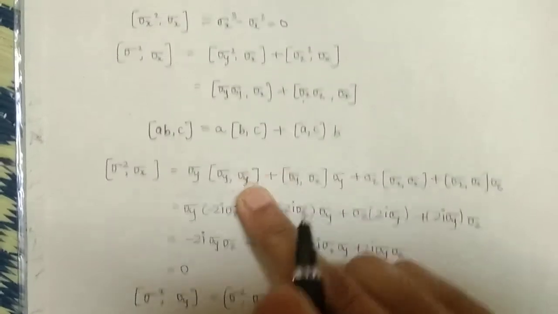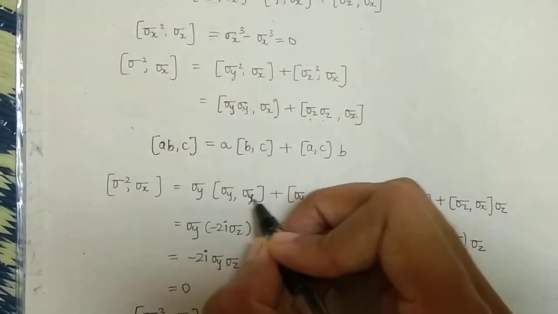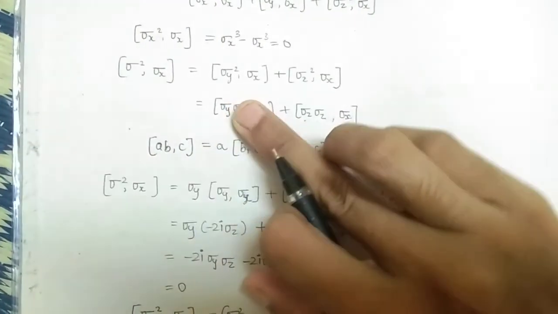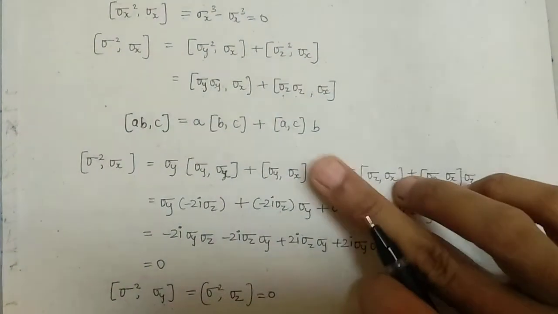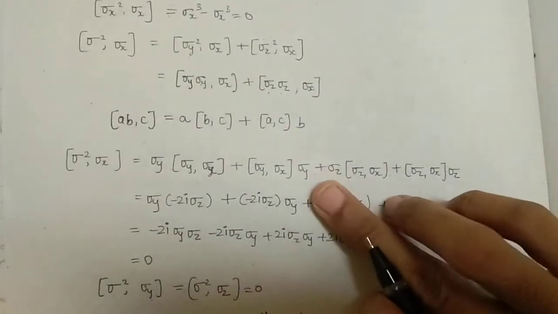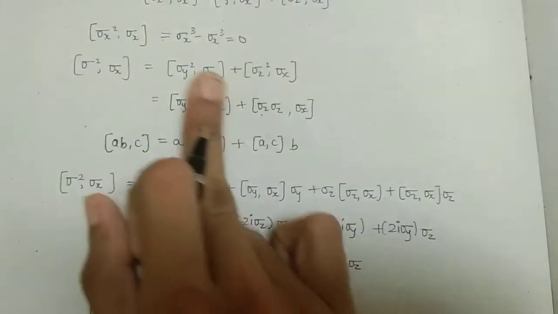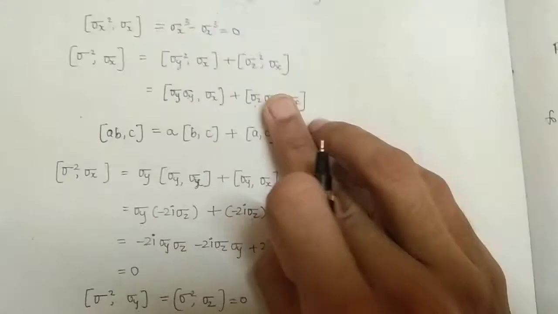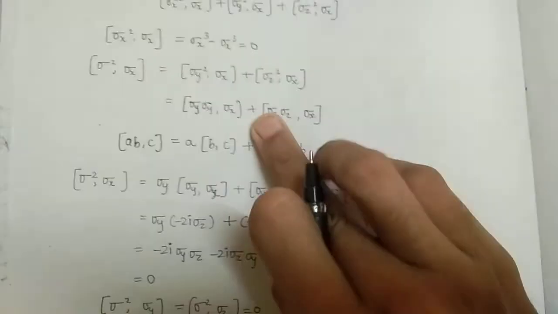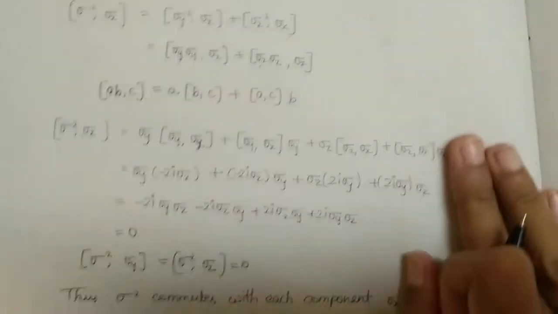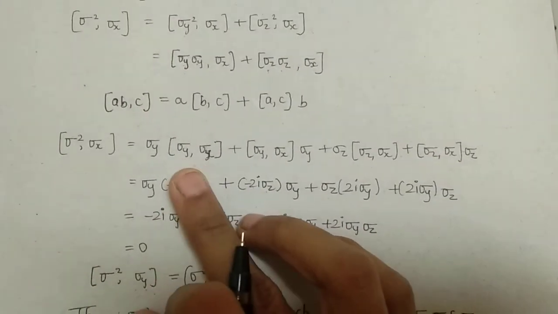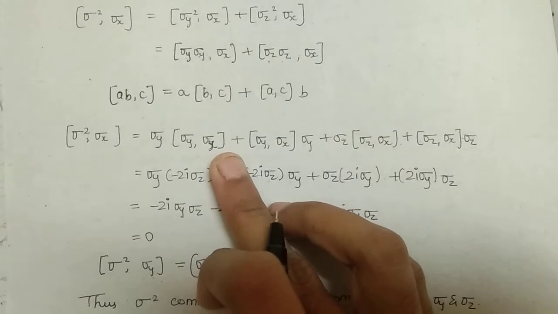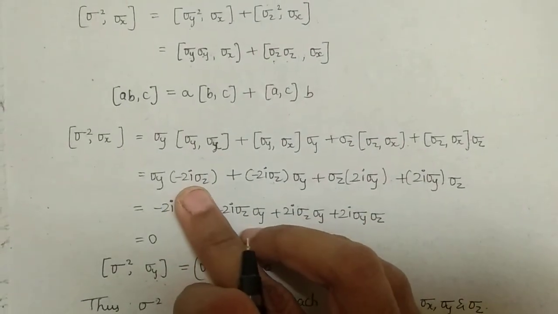So we have applied here. So sigma y, commutation of sigma y, sigma x, sigma y. Again sigma y has to be taken aside on the right hand side. Here also same. Sigma z, this sigma z taken aside, sigma z, sigma x. And this sigma z taken aside, sigma z, sigma x. So in this, we know that commutation of sigma y, sigma x is nothing but minus 2i sigma z.